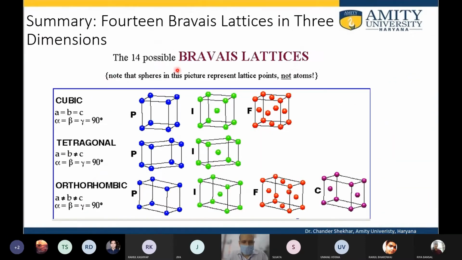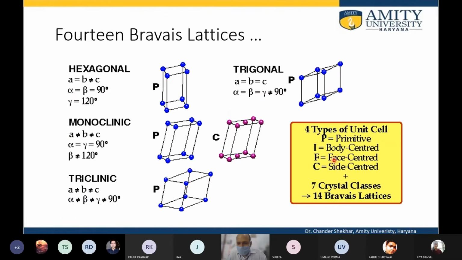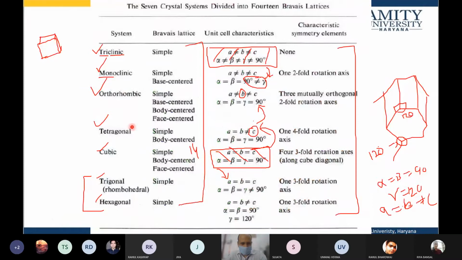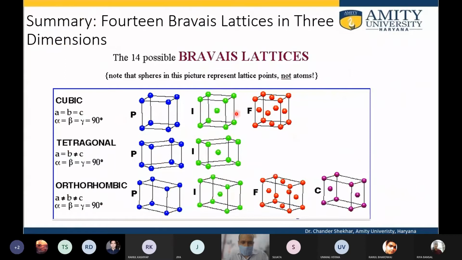So if you look at the Bravais lattices, in case of cubic, we have primitive, that means the simple cubic. Then we have the body centered, and then we have the face centered. So P, I and F. P for primitive, F for face centered, I for body centered. So in case of cubic, we have simple cubic, body centered and face centered. These are the Bravais lattices associated with the cubic.